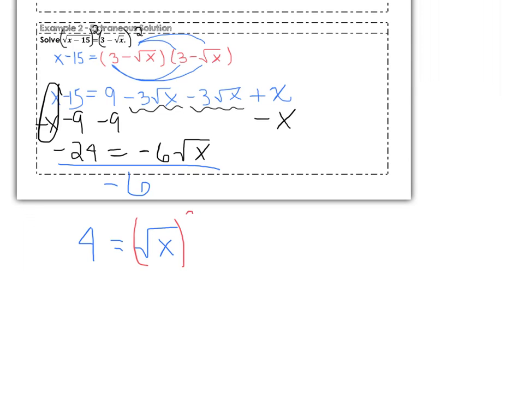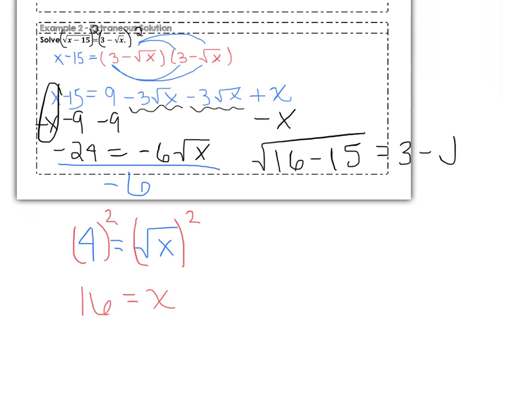To get rid of my square root, I'm now going to square both sides, getting me 16 is equal to x. Now once again, we do need to plug this into our equation to make sure it works. So we have the square root of 16 minus 15 equals 3 minus the square root of 16. Well, 16 minus 15 gets me the square root of 1, which is equal to 1. On the right-hand side, the square root of 16 is equal to 4, and 3 minus 4 is equal to negative 1. Notice that 1 does not equal negative 1, so therefore it is not a solution.